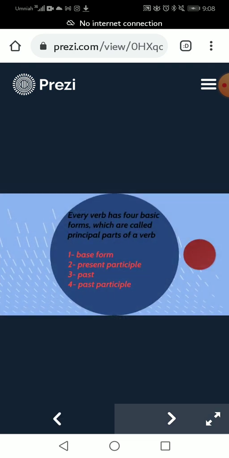Every verb has four basic forms, which are called principal parts of a verb. The first one, base form. The second one, present participle, past and past participle.